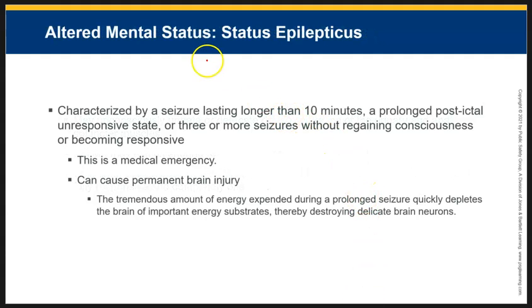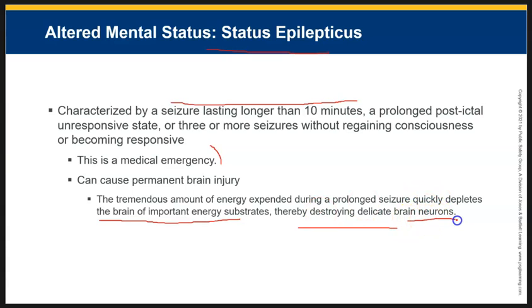Now, status epilepticus is a seizure lasting longer than 10 minutes, or a prolonged postictal state, or 3 or more seizures back to back without regaining consciousness. And this is a medical emergency because of the potential for permanent brain injury. Why? Because in this seizure state, we're going to quickly deplete the brain of the glucose that's there, and brain cells burn a lot. So consequently, we can end up with destruction of those brain neurons.